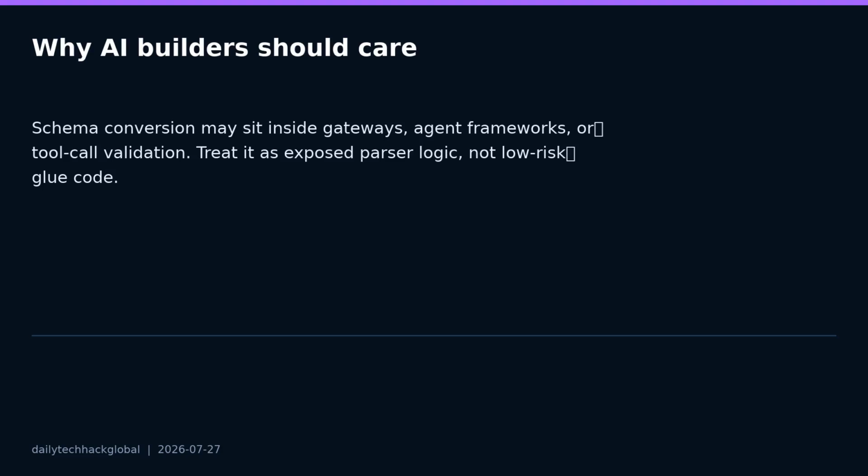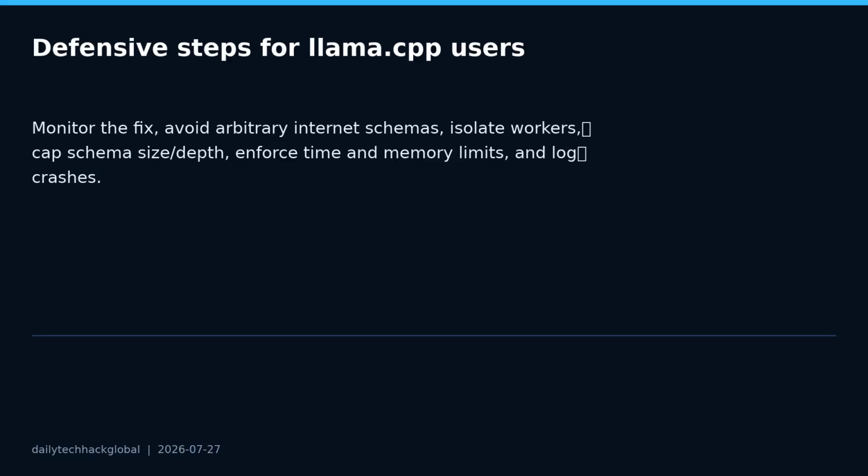The defensive playbook is straightforward. First, monitor the llama.cpp issue and pull request references linked by NVD, then deploy fixed builds when maintainers publish and your packages update. Second, do not process arbitrary internet or tenant schemas in a privileged long-lived process. Put conversion jobs in isolated workers with low privileges.